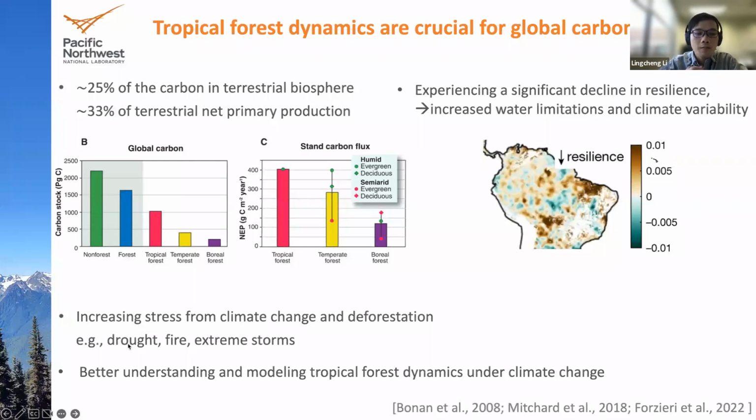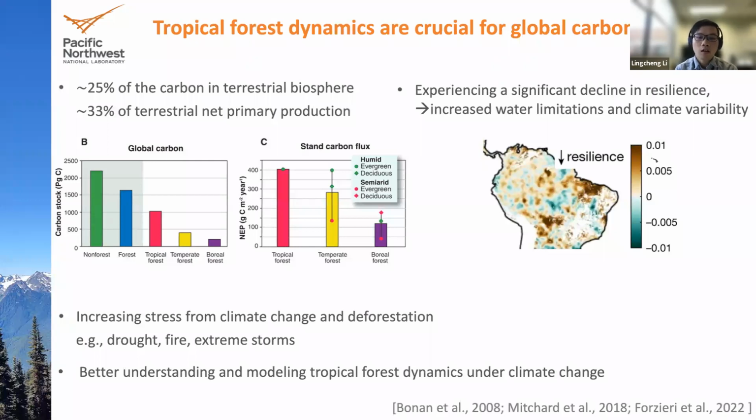Tropical forest dynamics, as we all know, are very important for our global carbon cycle. About 25% of the carbon in the terrestrial biosphere is in the tropical forest, and it absorbs about 1/3 of the terrestrial net primary production. Recent studies also show it is important but also vulnerable. Tropical forest resilience is decreasing due to water limitations and climate variability. Under climate change, there is more stress for the tropical forest, like climate change induced drought, fire, extreme storms, and also human pressures like deforestation.